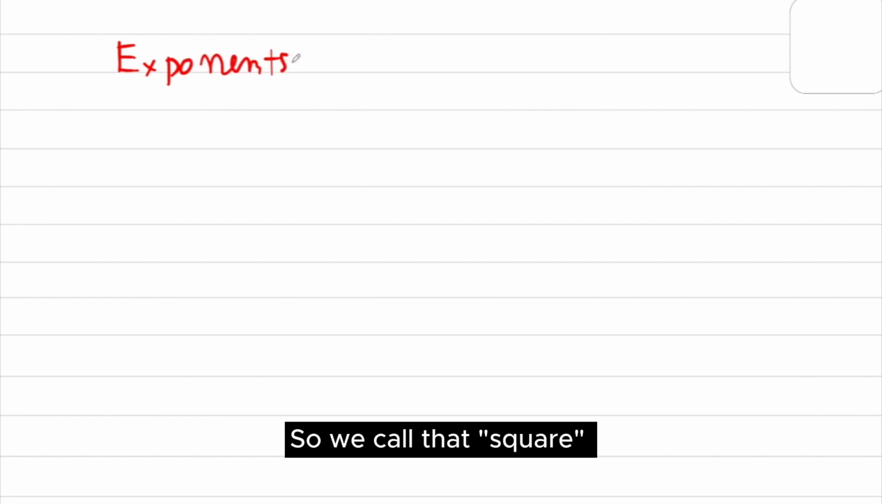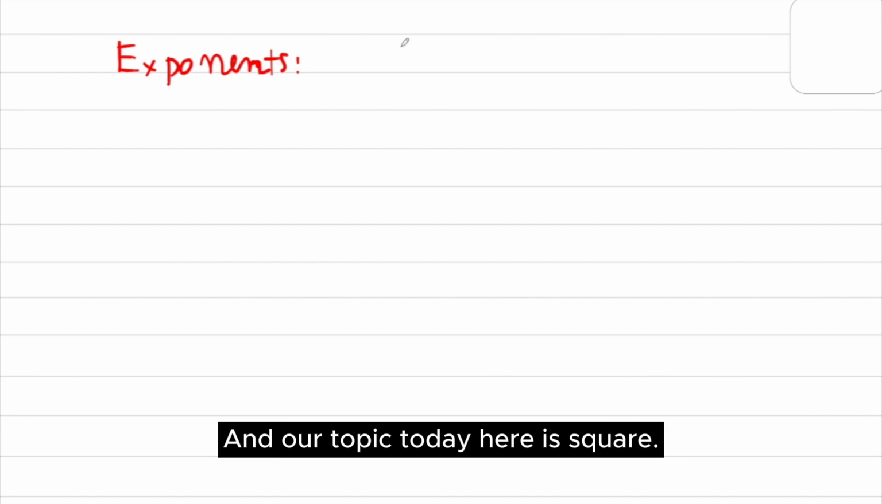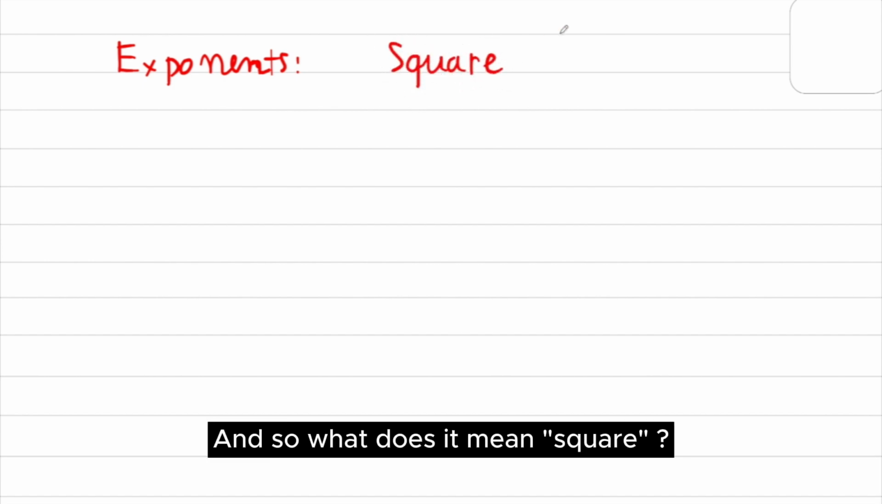In this video, I will introduce you to indices or exponents. The first definition about exponents is something very easy: a number multiplied by itself. We call that square, and our topic today is square. So what does square mean?